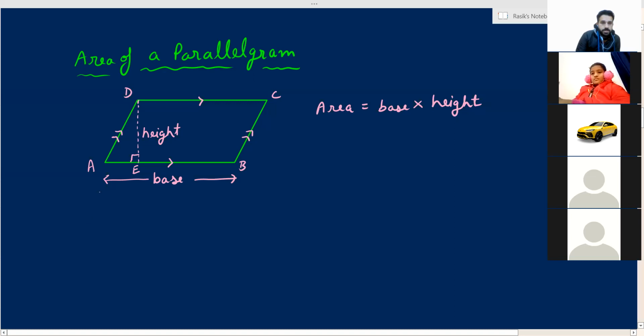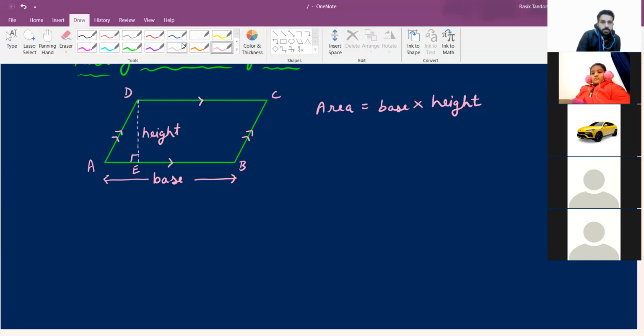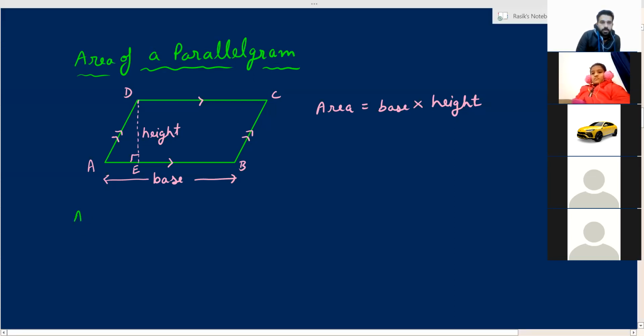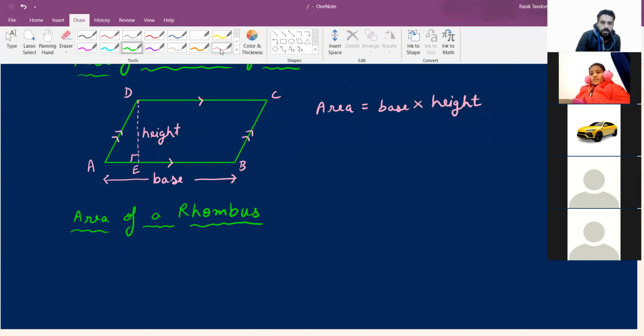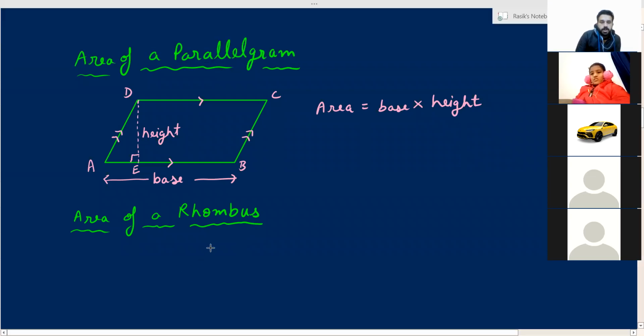Now the next is area of a rhombus. Rhombus is also a type of parallelogram, so we can use the formula of parallelogram to find the area of rhombus also. But there is another different formula to find the area of rhombus. I will tell you the formula. Rhombus and parallelogram have a very small difference.